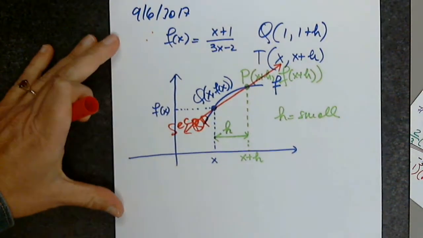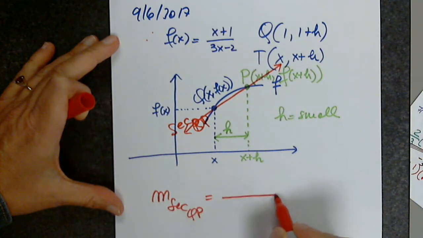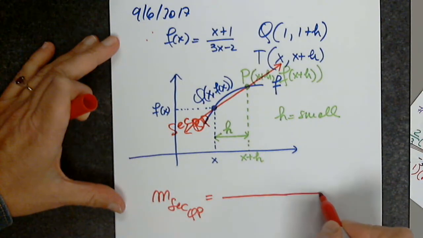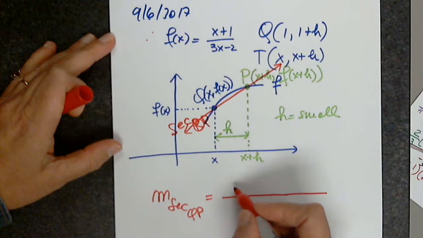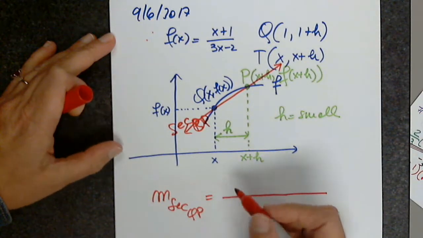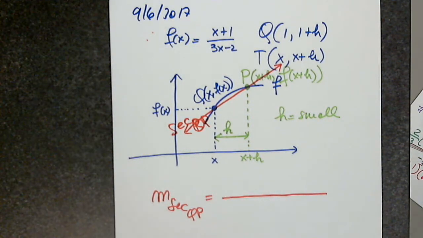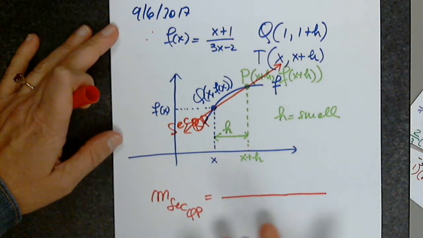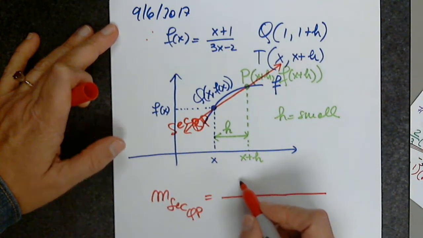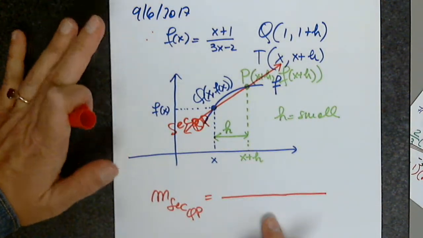Can anyone tell us how to determine or what to write for the slope of the secant line QP? Please dictate. I have 2 points. I can determine the slope of the line passing through them. I don't have any difficulties with that. This is not even calculus, right? So what should I write? y2 minus y1 over x2 minus x1. Correct. Okay. So for this scenario, what do I write? You're right. You're perfectly correct.